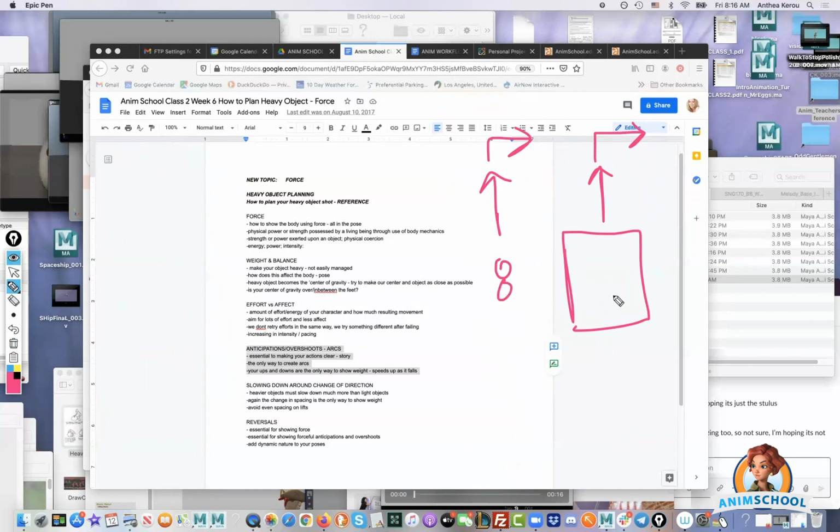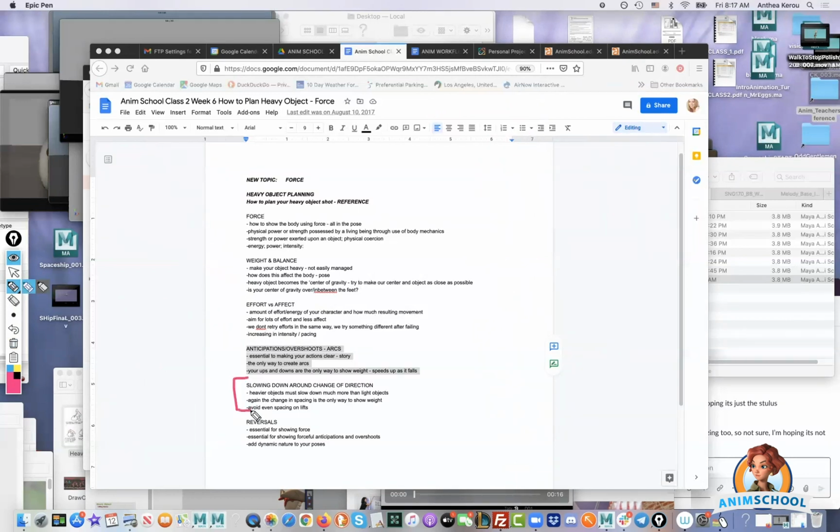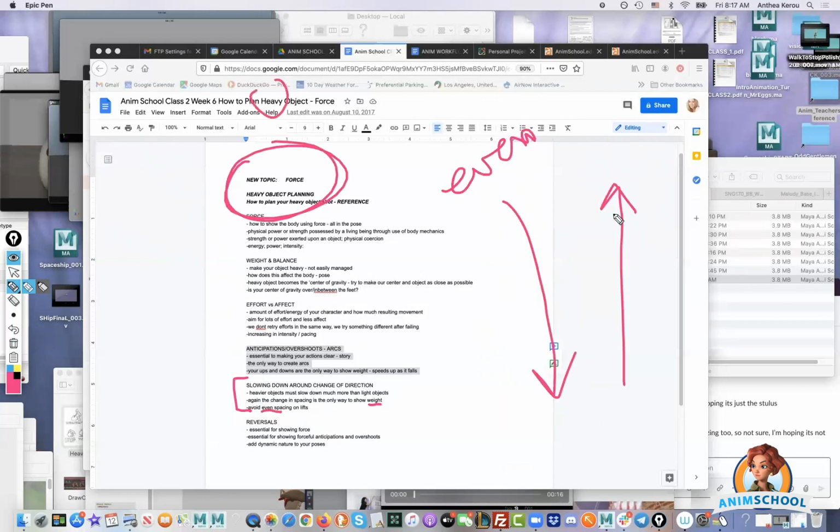Yeah, the truck, right, Emma, because it's heavier. So once a heavy object is in motion, it's difficult to get it to change direction. Heavy objects must slow down more than light objects around the change of direction. The change of direction in the spacing is one of the only ways to show the weight. And we always want to avoid even spacing, okay? Because it is the opposite of everything we know about weight and speed and spacing.